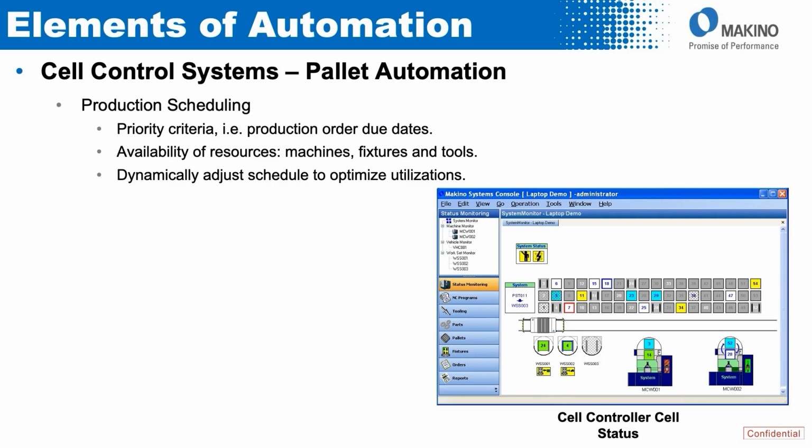The next is monitoring the availability of resources. Are the fixtures available? Does the machine have the proper tooling? And is the machine ready and up online? So the cell controller will check and make sure that that part can be machined on that machine before it will take that and send that pallet or fixture with that part to that machining center.